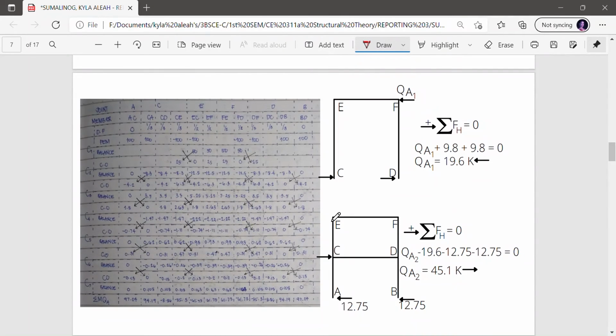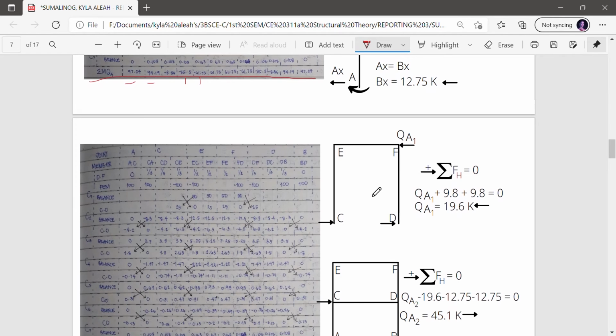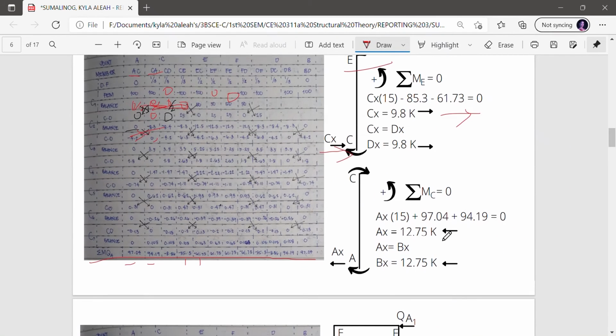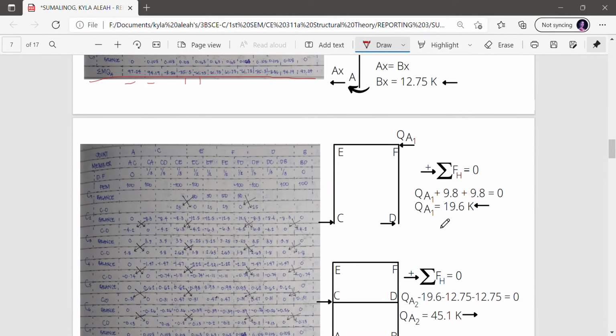Now let's proceed here. Since we already got the values of X, or the horizontal, on those members, we are going to get the value of QA1, and that is adding all the horizontal forces. So on QA1, that will be plus 9.8 plus 9.8 is equal to 0. This is on the C, okay? We got it on the member EC. So QA1 is equal to 19.6K. Going to the left, that is negative.